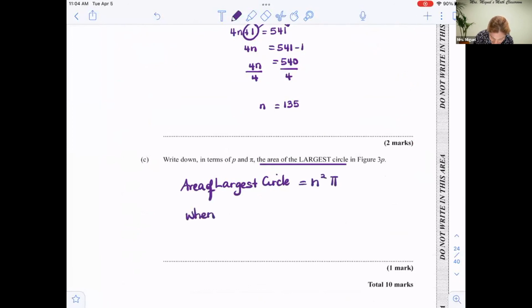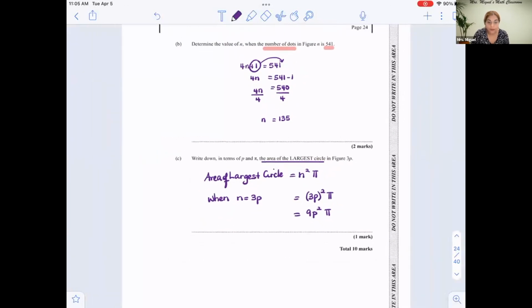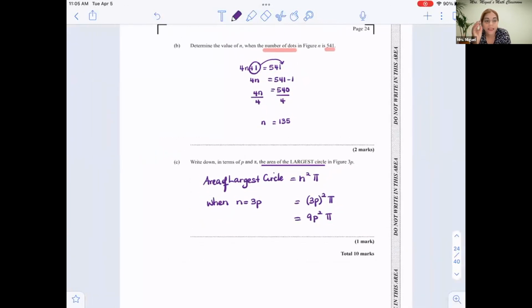So when n is 3p, the area is 3p squared pi. And when we work this out, 3 squared is 9, so 9p squared pi. So what I want to reinforce is that every part of the question is in the table. All you have to do, and it helps when we underline, is underline the key things, so we know exactly what we are going into the table to check. We are going for the number of dots. How much is the number of dots? 541. We go into the area of the largest circle. What is the formula for the area of the largest circle? N squared pi. What is the figure number?